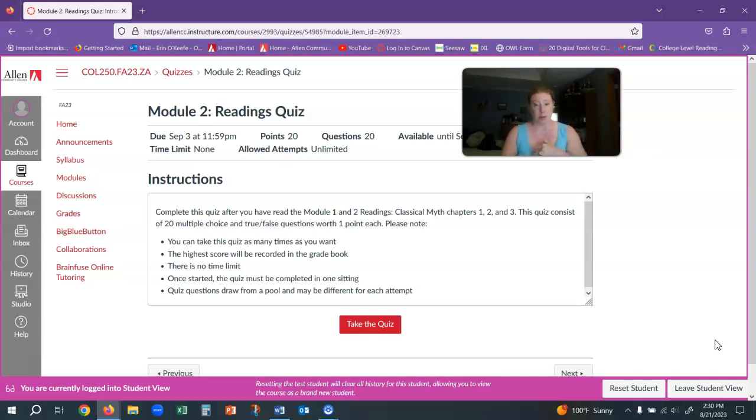The readings quiz, though, covers module 1 and 2 readings. So chapter 1, which you read in module 1, and then chapters 2 and 3. Those are all the questions that you'll see on this quiz, and this is our first readings quiz. You'll see quite a few readings quizzes in this class, and they're all set up the same.